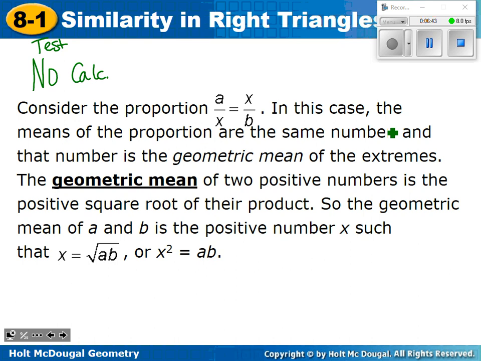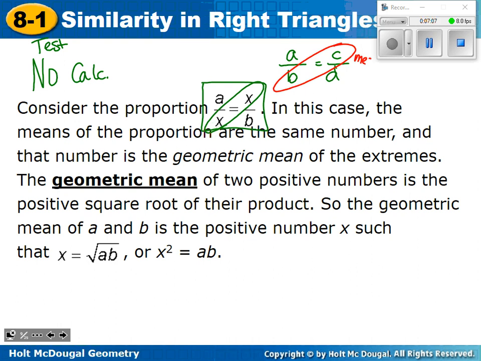So if we look at a proportion, and I did kind of set it up telling you that a geometric mean occurs when you have the same number in that diagonal spot of your proportion. Most of the times I don't think teachers teach this anymore, but if I have a proportion, this is called the means, and these two are called the extremes. Have you guys seen that before anywhere?